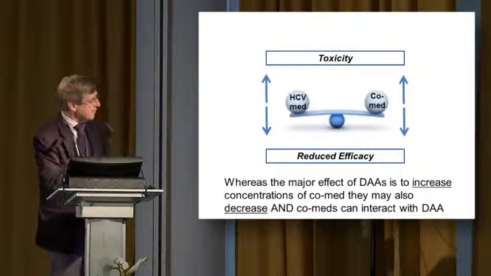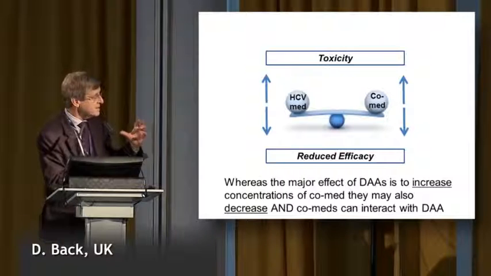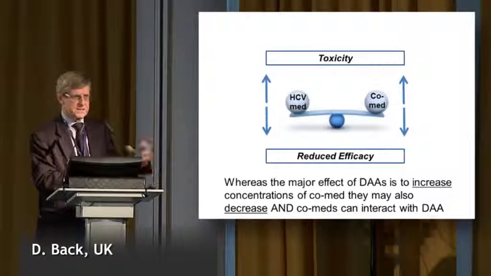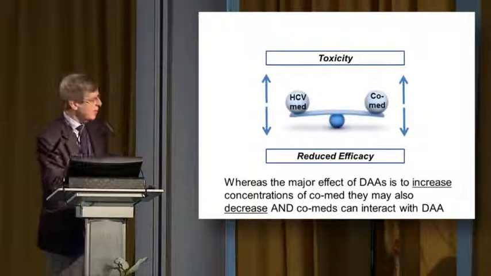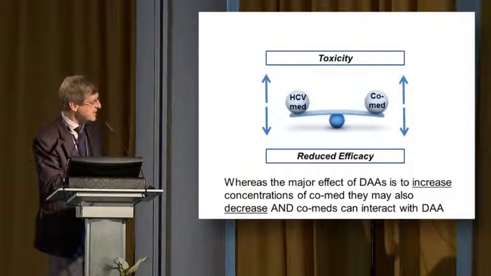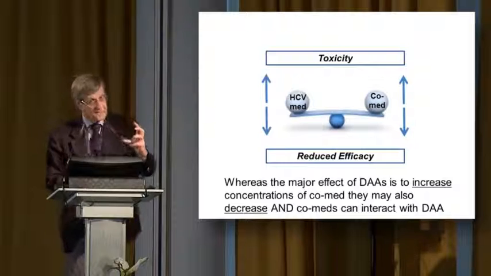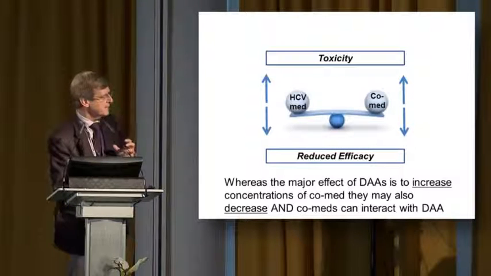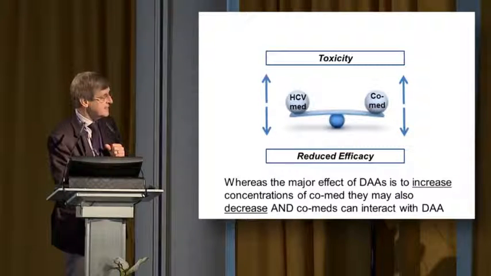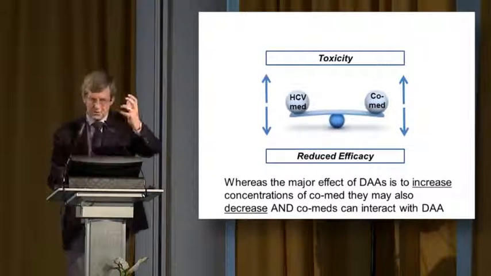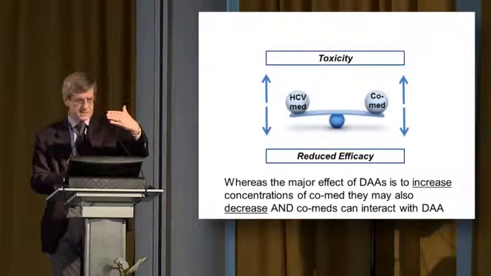But in principle, this is what we need to be concerned about. We have our directly acting antivirals, particularly now telaprevir and boceprevir, and we have co-medications. What are the interactions between those two groups of drugs? The major effect that we have been concerned about is the effect of telaprevir and boceprevir to increase the concentrations of co-medications and therefore potentially lead to toxicity.